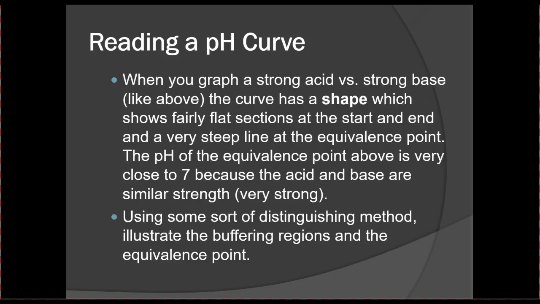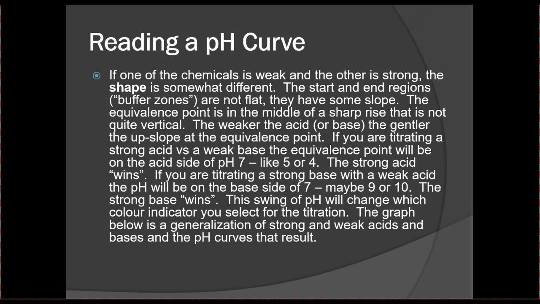Okay, moving forward. If one of the chemicals is a weak acid or a weak base, and the other one is a strong version of the opposite, then the shape is somewhat different. The start and end regions, the buffer zones, are less flat. They have more of a slope to them than in our strong acid, strong base example. The equivalence point is still in the middle of that sharp rise, but that sharp rise is not as vertical as it would have been in our strong acid, strong base example. The weaker the acid or base, the gentler the upslope at the equivalence point.